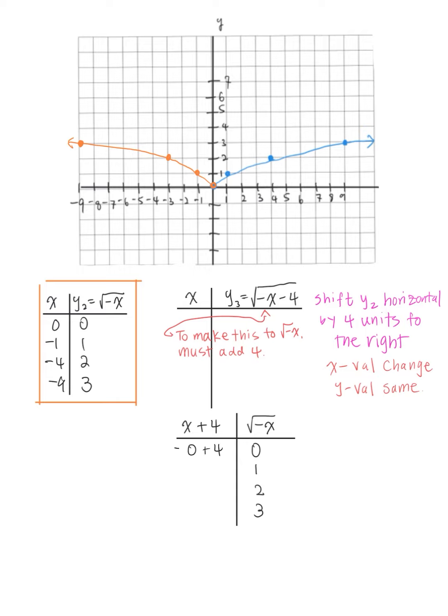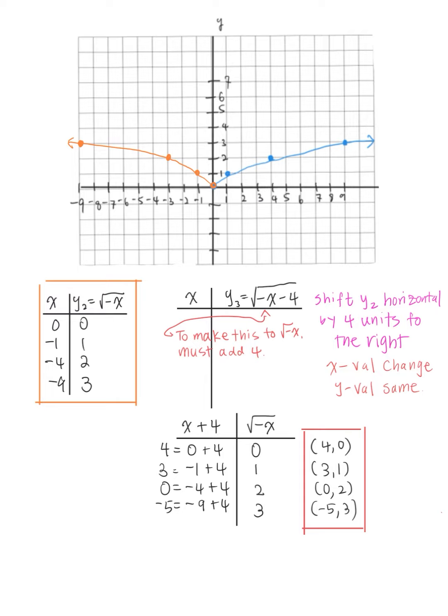So 0 plus 4 is 4. And then we have a negative 1 plus 4, which is 3. Negative 4 plus 4, that's going to be 0. And then negative 9 plus 4, that's going to be negative 5. Okay, so we're going to be plotting (4, 0), (3, 1), (0, 2), and then (-5, 3). Before we plot those points, let's clean up the chart and rewrite it. But again, remember, these two are equivalent.